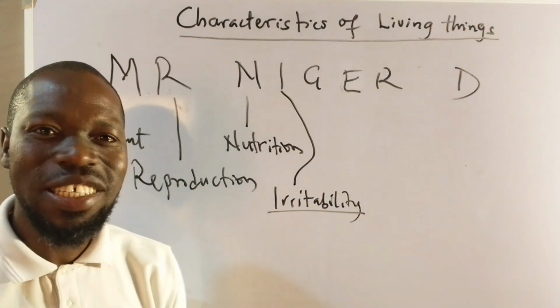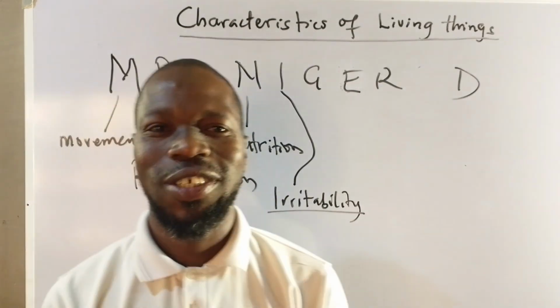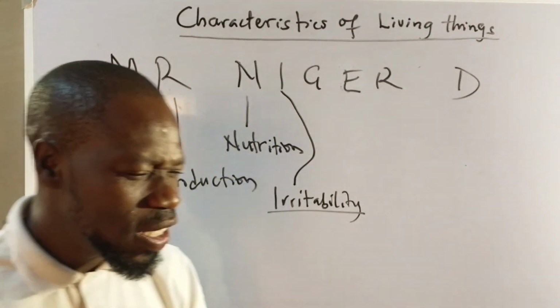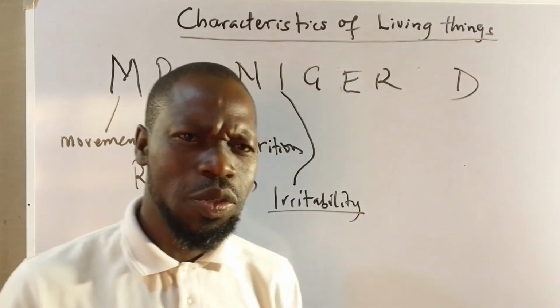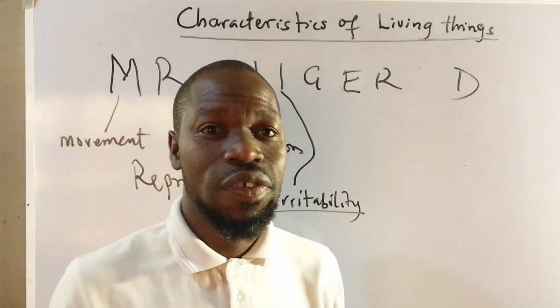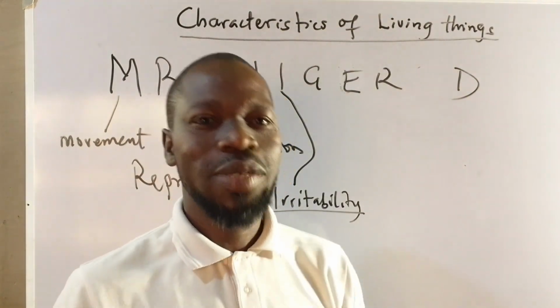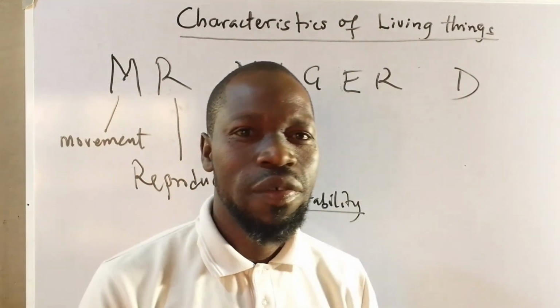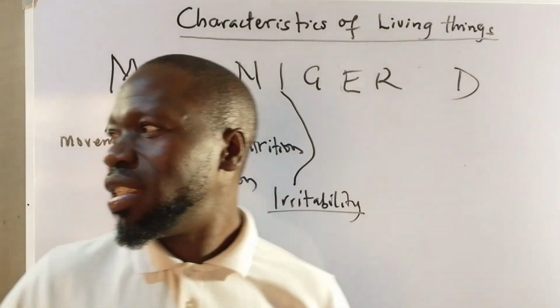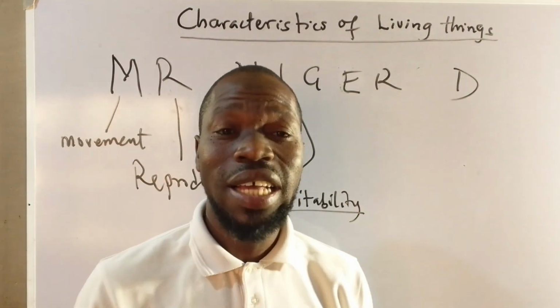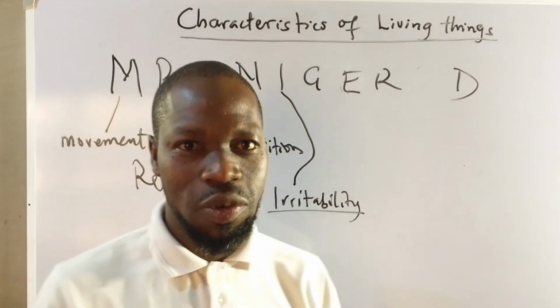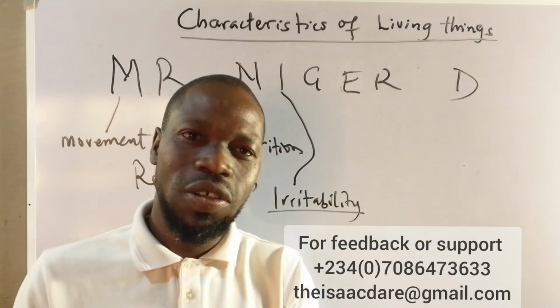Irritability is also called response to stimulus. What is stimulus? Stimulus is an external factor that comes to stimulate a living organism. For example, if I pinch you, you respond to it. That is stimulus. For example, when you cut a plant, it has a response to stimulus, just that their own response to stimulus is slower.